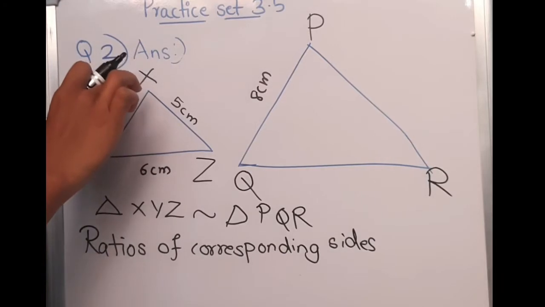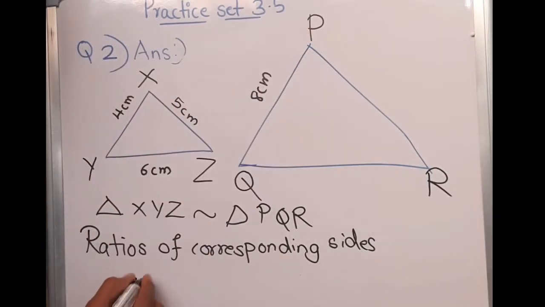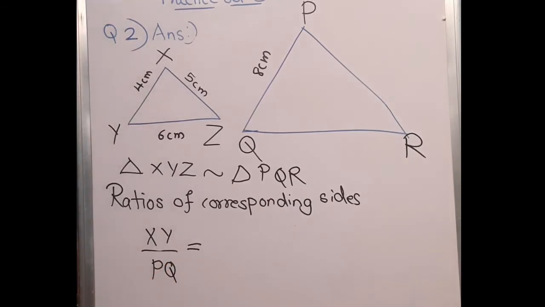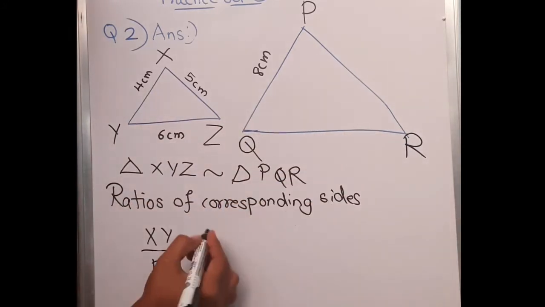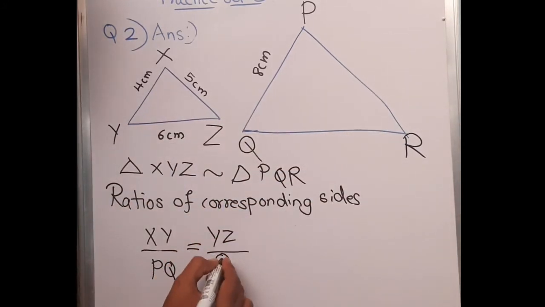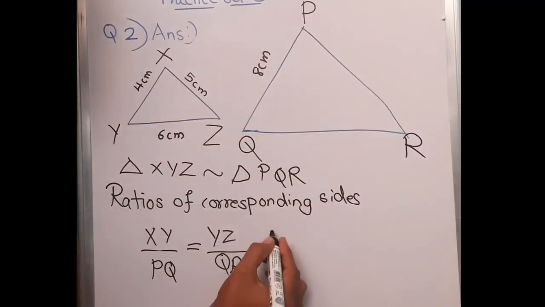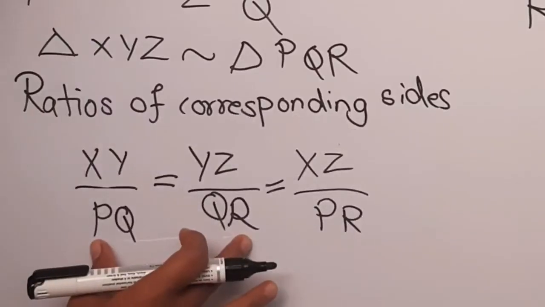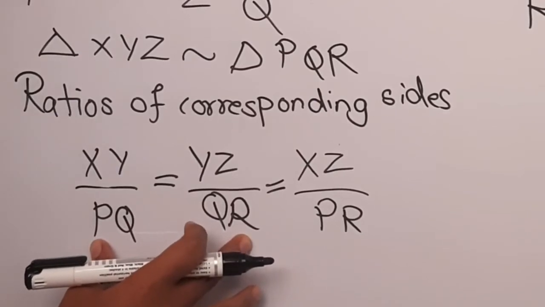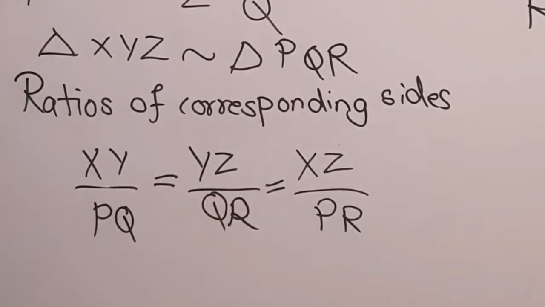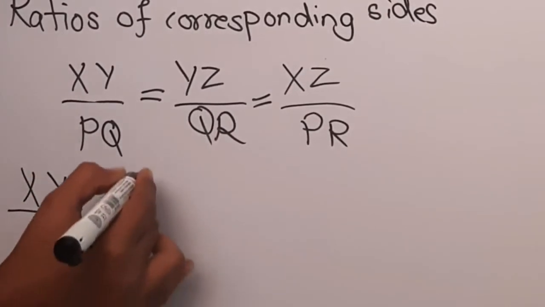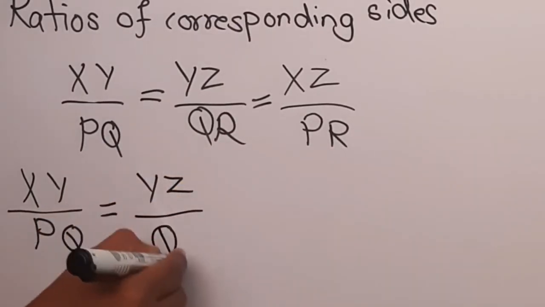First we will write XY upon PQ is equal to YZ upon QR, is equal to XZ upon PR. These two ratios we will consider first in order to find QR. XY upon PQ is equal to YZ upon QR.